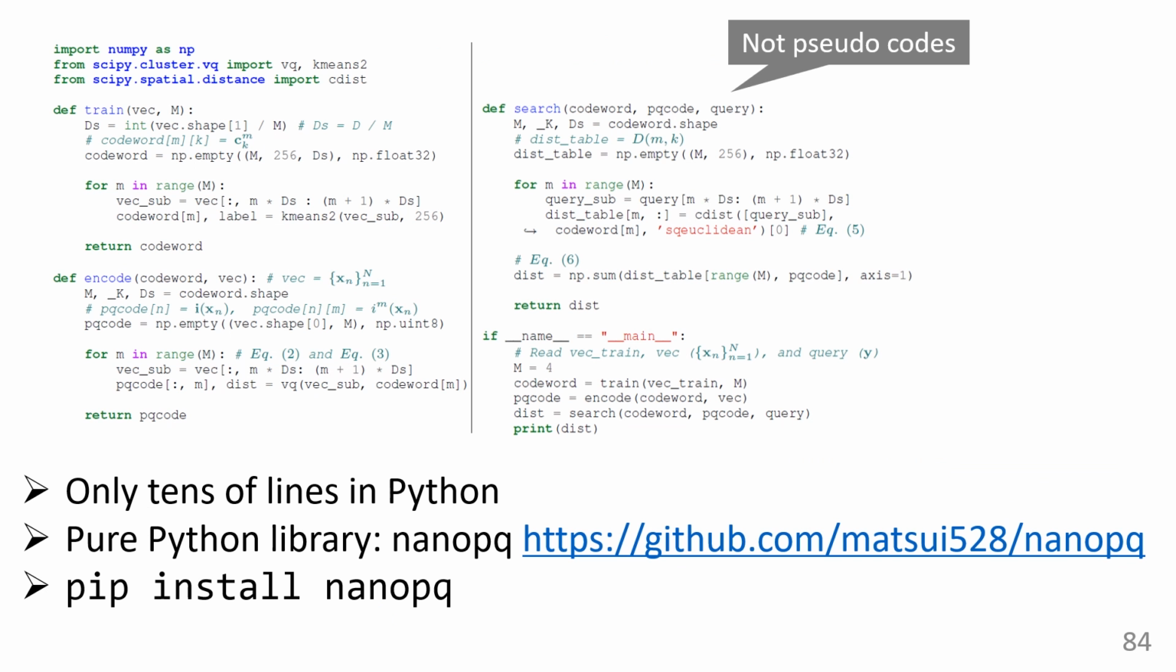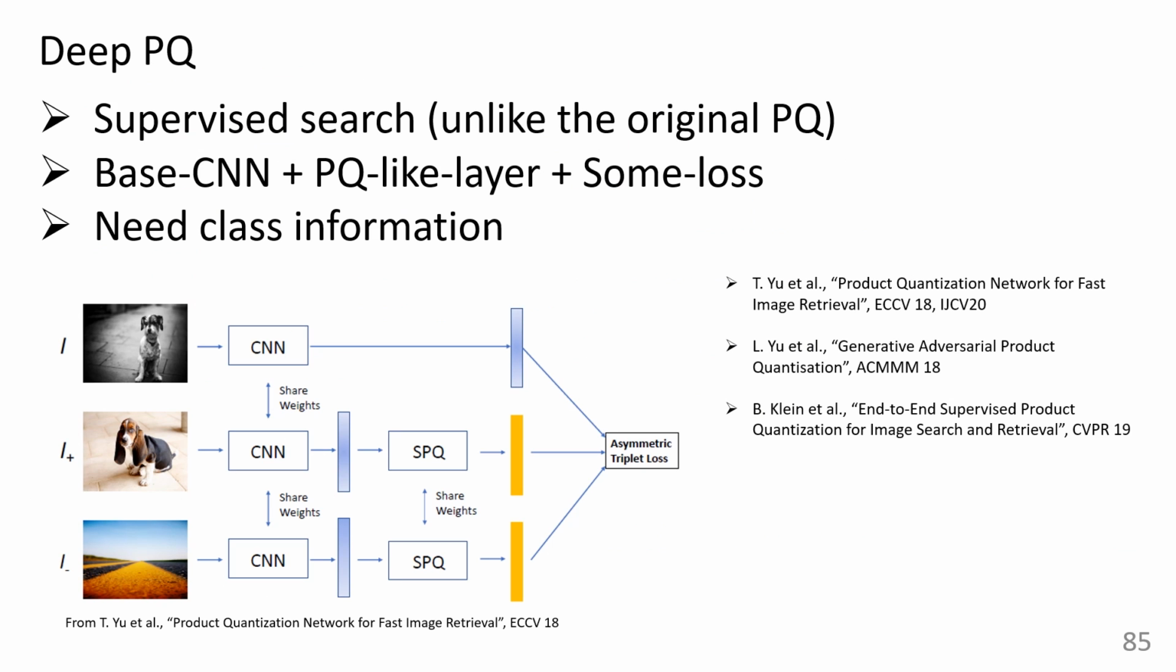So this is the code. This is not pseudocode. This is actual Python. Because PQ is super simple, only tens of lines are required in Python. And you can see this is a pure Python library, NanoPQ. You can install this one to check these algorithms. Okay. And there's also a deep PQ available.